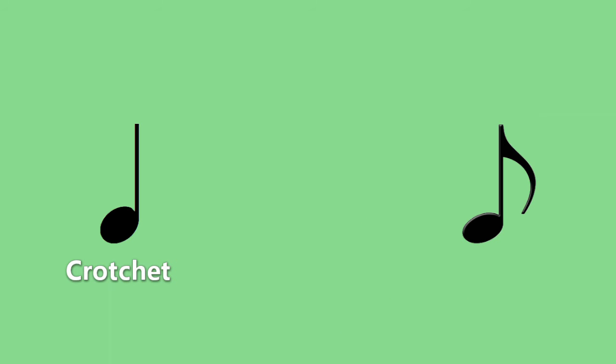Now for a little bit of spot the difference. As you can see, the symbol on the left is our crotchet. What's the difference between that and the one on the right? That's right, the one on the right has a little tail. This means that it is a quaver, and our quaver is worth half a beat.